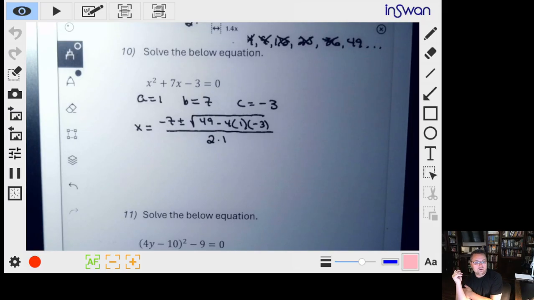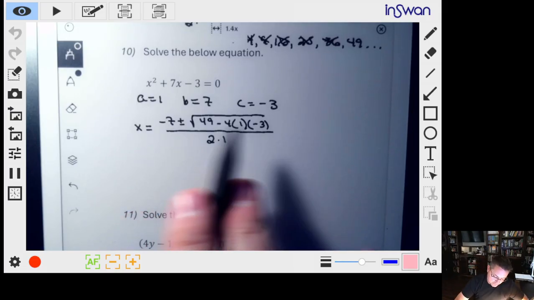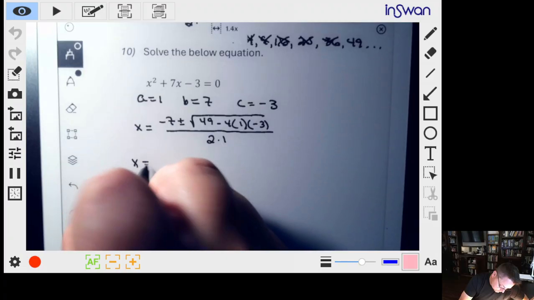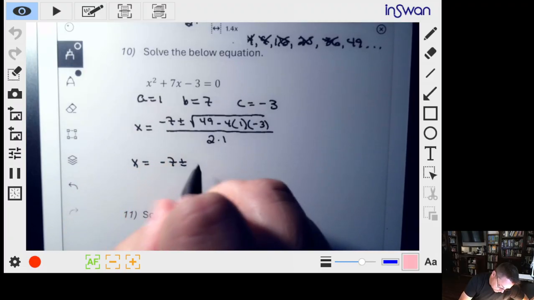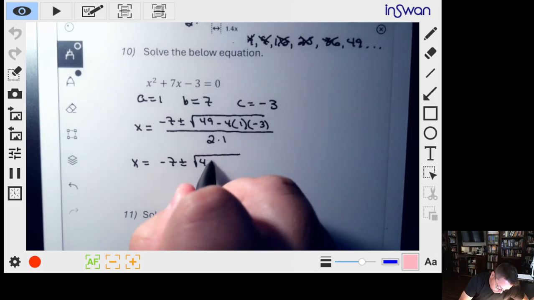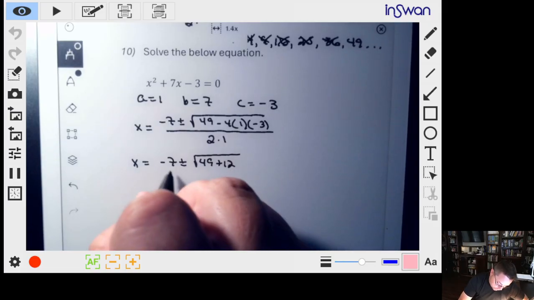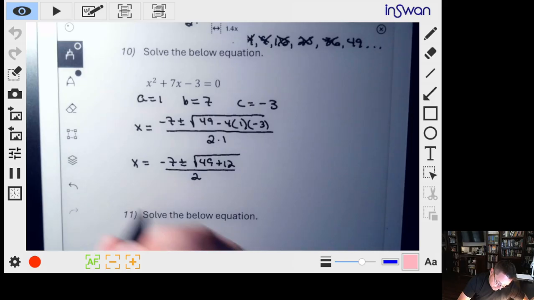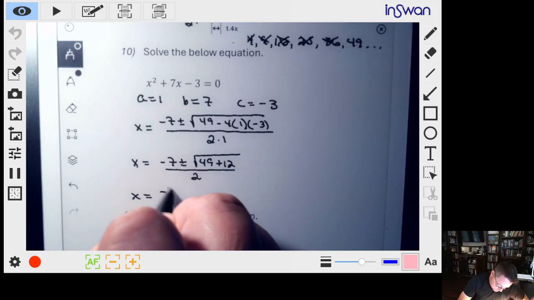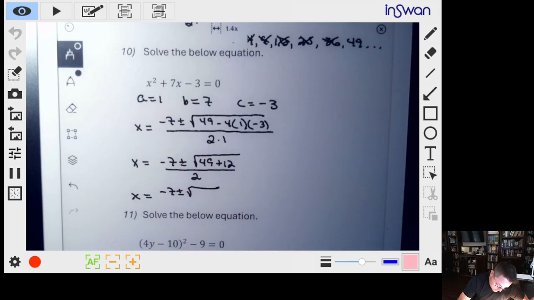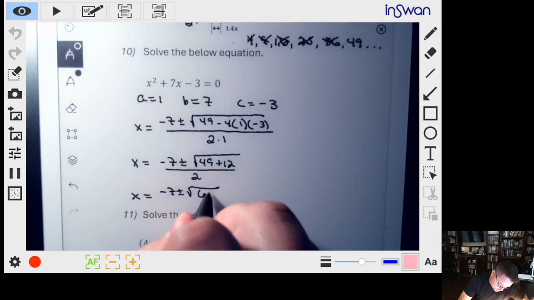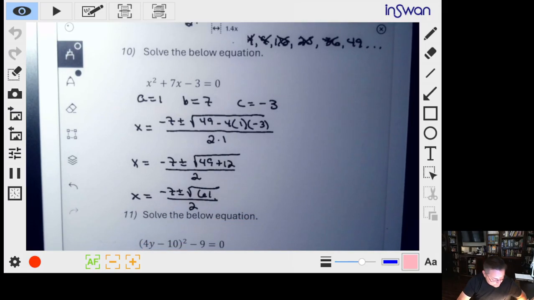Okay, so we need to do some simplification here on the inside. We've got negative 7 plus or minus the square root of 49. It's going to be plus because I've got 2 negatives. So 49 plus 12, all over 2. 49 plus 12, well, that's 59 plus 2 is 61, I believe. Yeah. Okay.